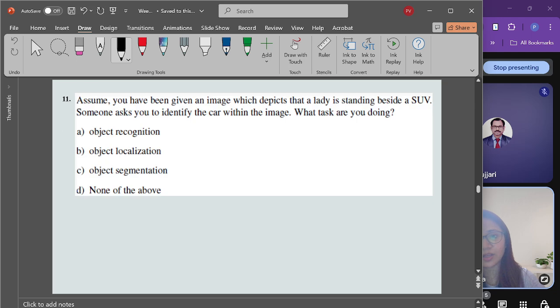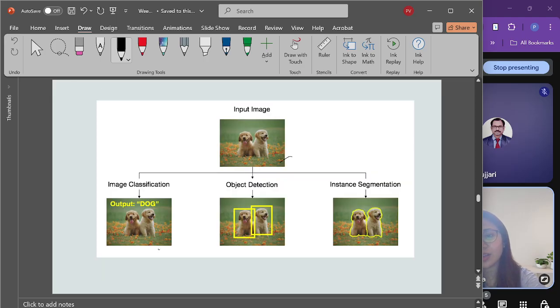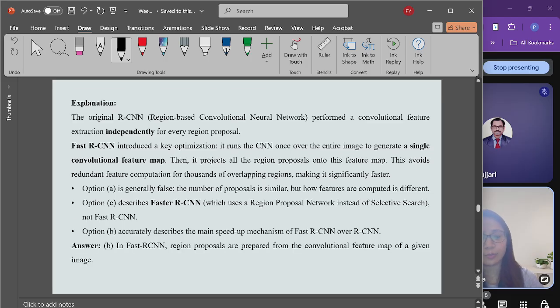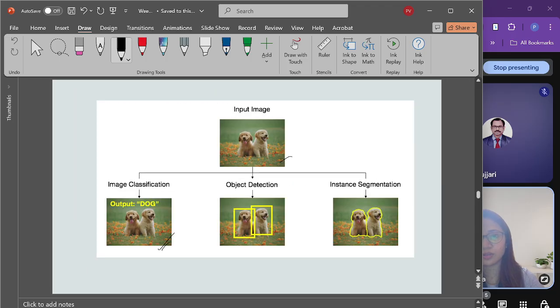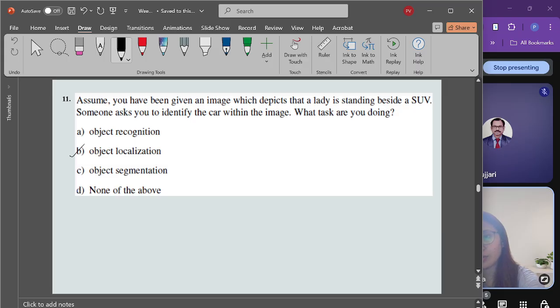They have asked that someone asks you to identify a car within an image. So we have to just identify the car. If you take object recognition, it will tell you there is a car, but where it is, we don't know. So object localization is the best answer for this question. Your task will be object localization, not recognition or object segmentation.